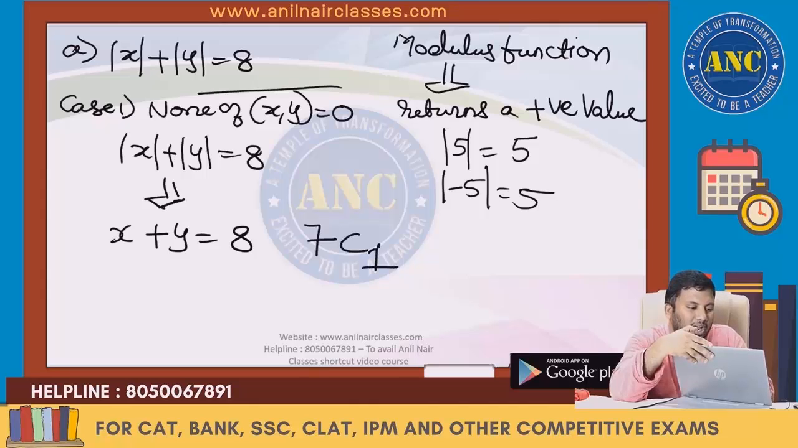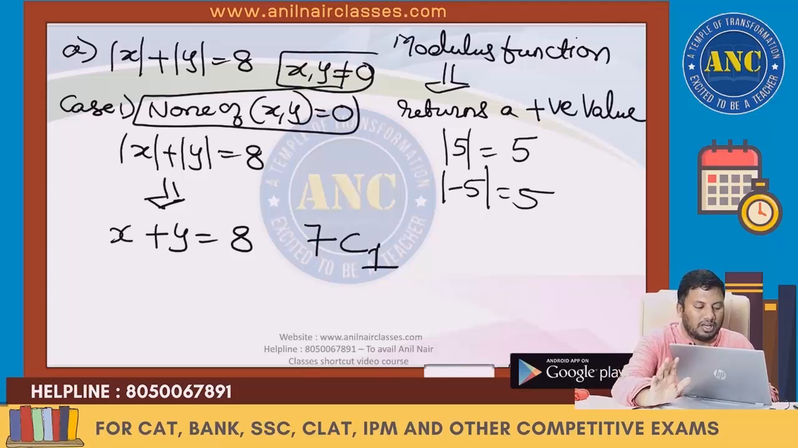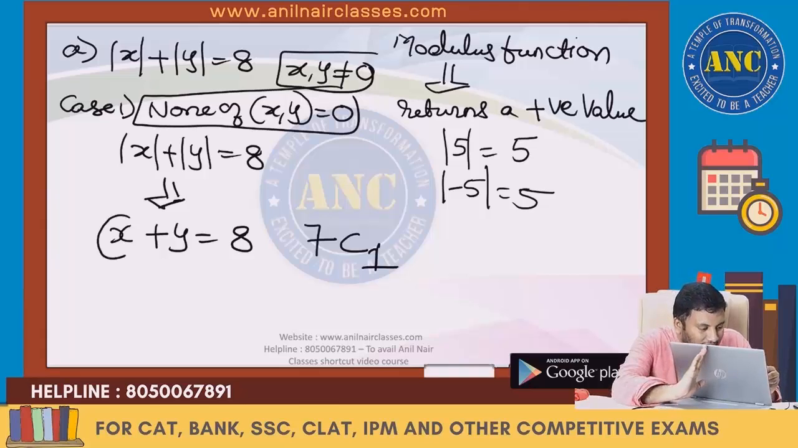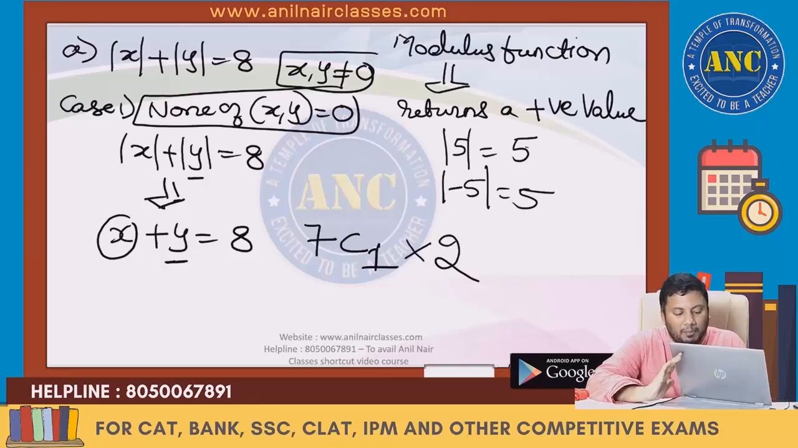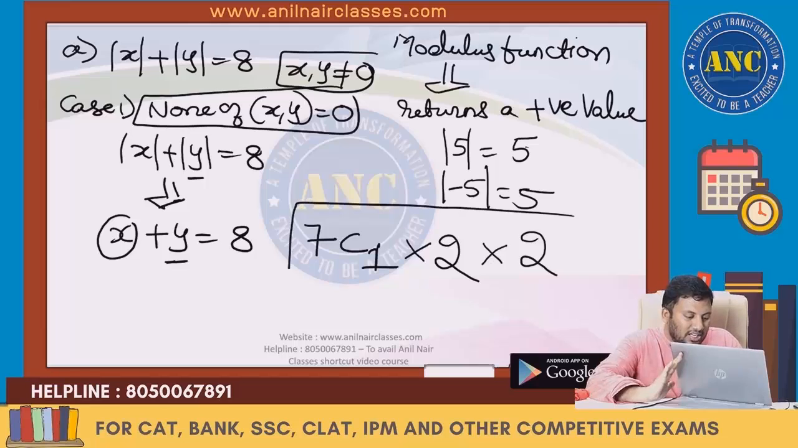7c1. None of x comma y is 0. That means x comma y will take values greater than or equivalent to 1. 7c1. From where we got these x? Inside it can be plus x, inside it can be minus x. Are you all with me? From where we got these y? Inside it can be y or inside it can be minus y. Mod of y is y. Mod of minus y is y. 2 into 2. 7c1 into 2 into 2.